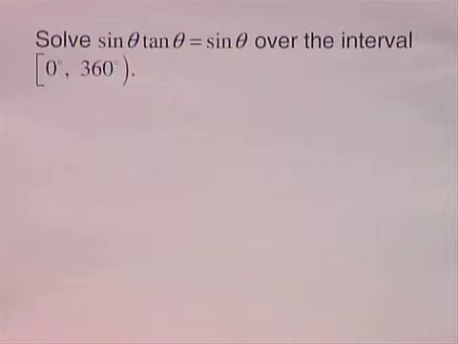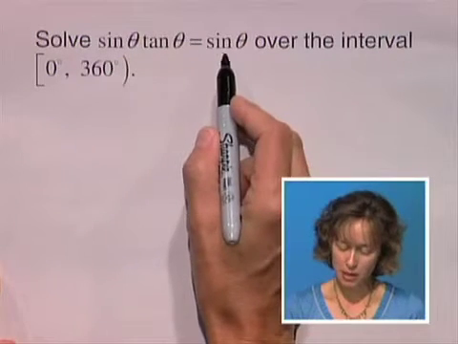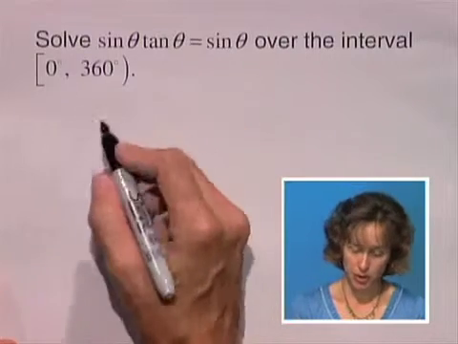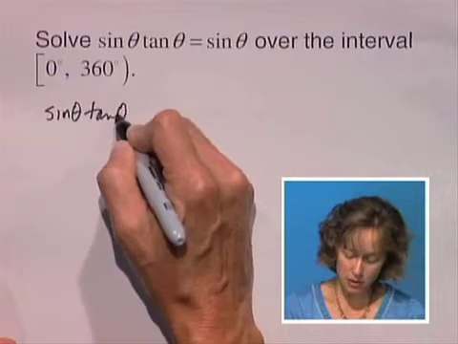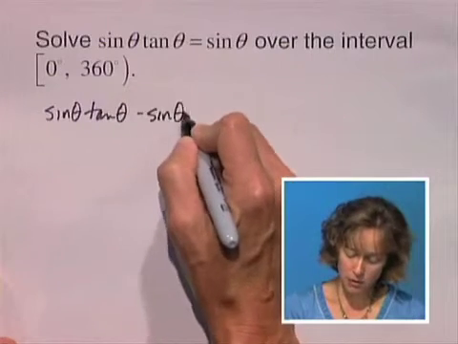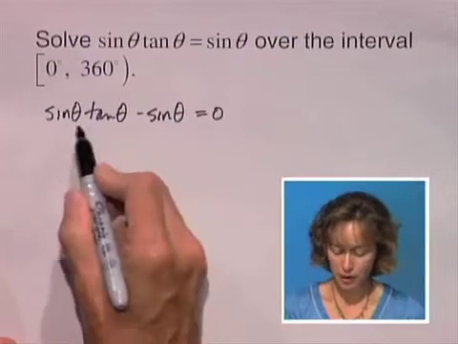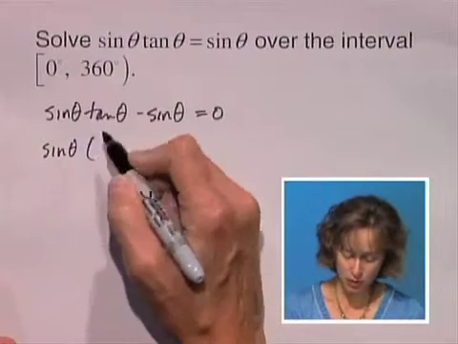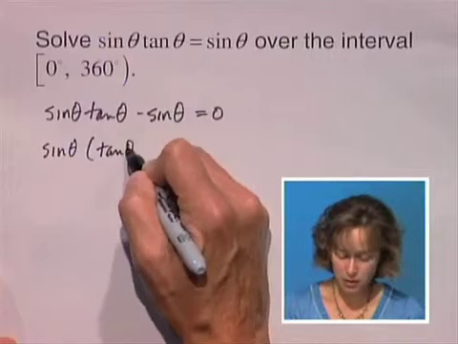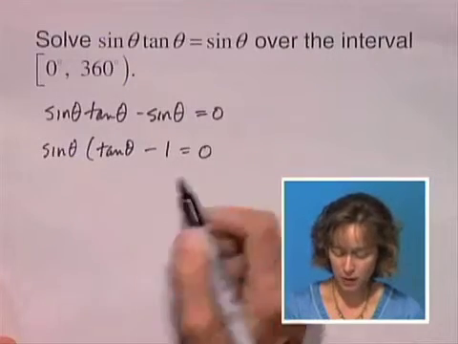Let's solve a trig equation. We want to solve sine theta times tangent theta equals sine theta over the interval 0 degrees to 360 degrees. Our first step with this equation is to set it equal to 0, and I'm going to do that by subtracting sine theta. So sine theta tangent theta minus sine theta equals 0. And I'm going to factor sine theta from each term. I'll have that times tangent theta minus 1.